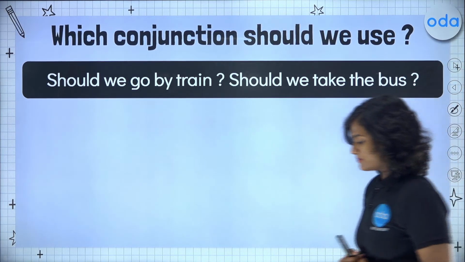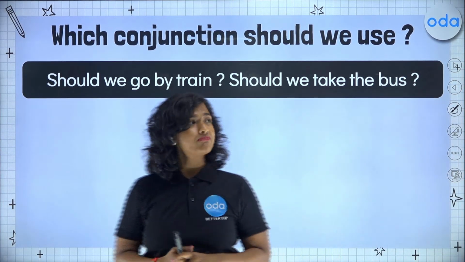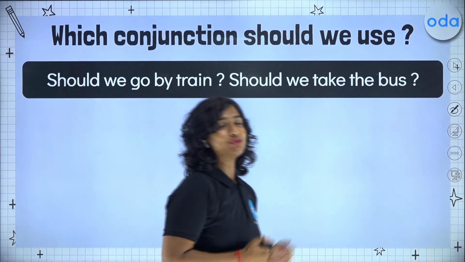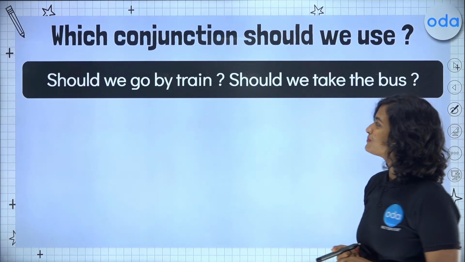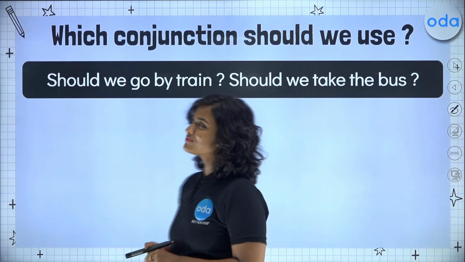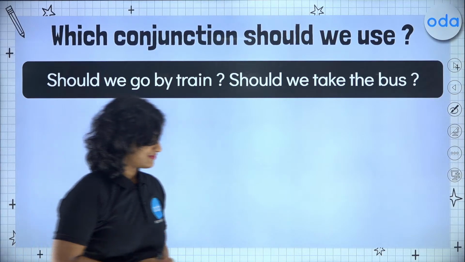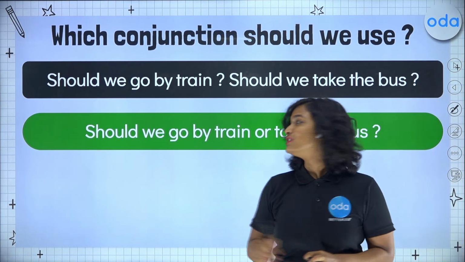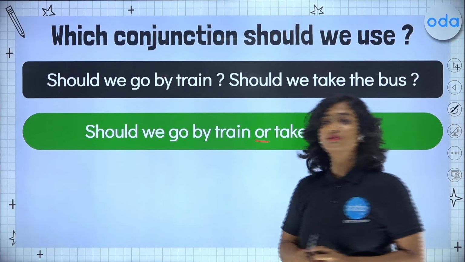Our next question, should we go by train? Should we take the bus? This is one of the easiest examples that we've had. Should we go by train? Should we take the bus? So here there is a clear choice, which is why we will use our conjunction or.